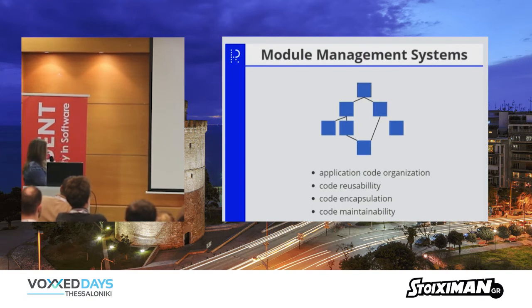Now, using a module management system actually gives you a lot of benefits, such as application code organization. It lets you divide up the functionality of your application into multiple, distinct pieces of code. Code reusability: you can use the same code module, let's say, wherever the same functionality is needed. Code encapsulation: modules actually keep their implementation private and expose a public API. And of course, code maintainability: it's easier to update a single module when that module is decoupled from other pieces of your code.